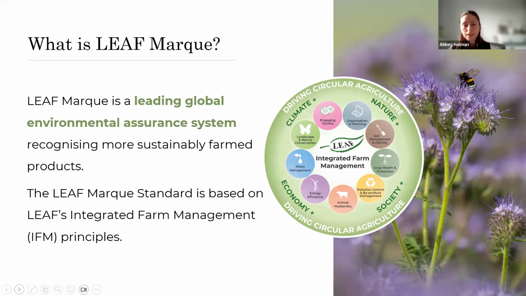And so integrated farm management is comprised of different areas across the farming business that are equally covered in the different sections of the LEAF Marque Standard to promote how integrated these areas of a business are and how they can work together in a synergistic way to promote more sustainable farming.